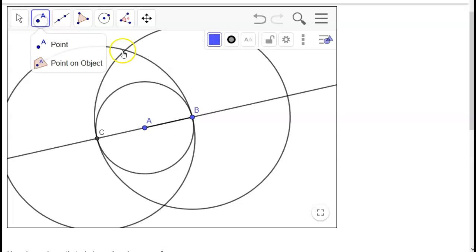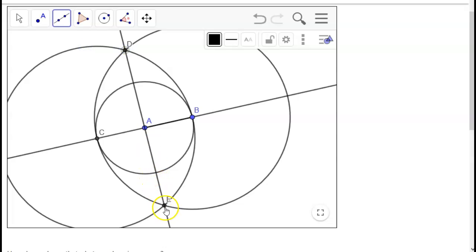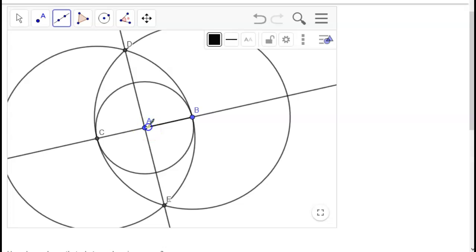I'm going to put one point here, the other one down here, and then we're going to put our line through those two intersection points, and you can see that that goes through A. Now perpendicular means 90 degrees, and then to be a square, those sides have to be the same length. So when we do that, this length here has to be the same as this side over here.